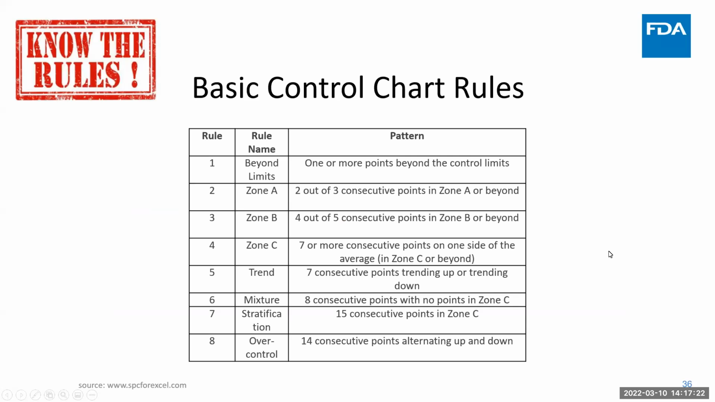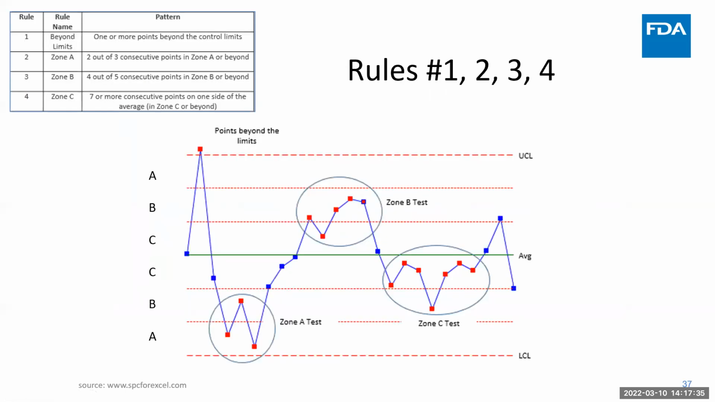And here are the basic control rules. We're going to go through them as they come up in the data points, but this slide will be here for future reference. Next slide, please. And here's our first 4 rules. Rule 1 is where we have one data point beyond the limit. We see that at the far left side. We have a data point beyond the upper control limit.